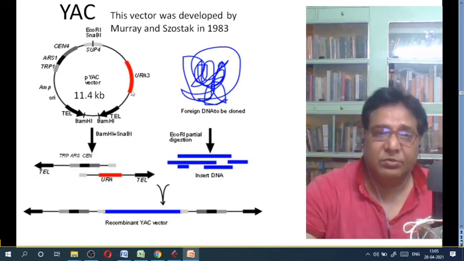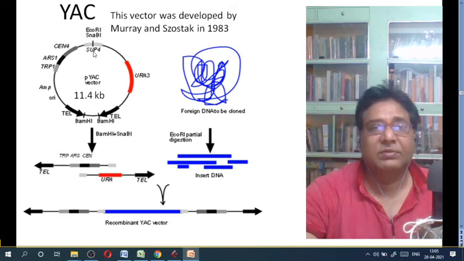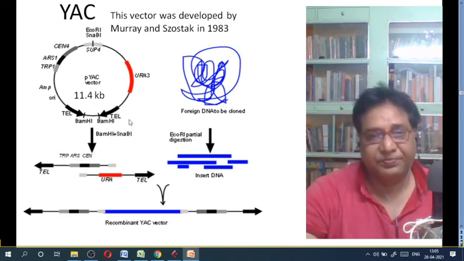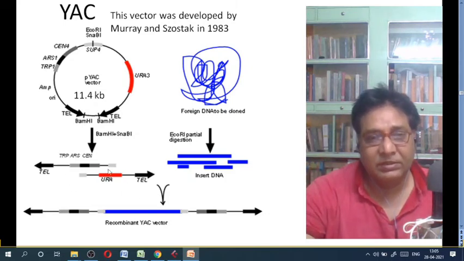Like a linear chromosome of a eukaryotic system, and at the same time you can digest with either EcoR1 or SnaB1 in this SUP4 region, which is a marker gene for selection, recombinant selection. URA3 is also one marker gene. So your gene of interest is cloned here in the SUP4 region.